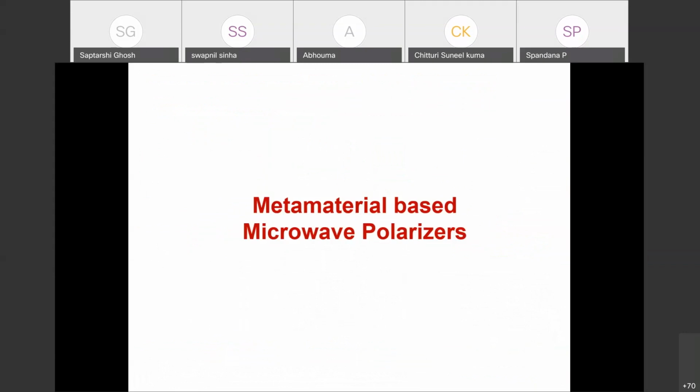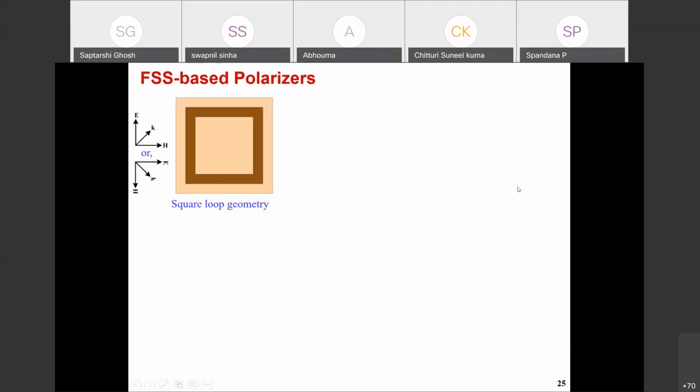Then there is another application, the microwave polarizers. So what is the polarizer? Let's consider there is a square loop. This is a simple square loop, and this square loop is symmetrical. Whether you give the electric field in the horizontal direction or in the vertical direction, the response will be similar. If you consider that there is no metal ground at the back side, this type of geometry will give a band stop response.